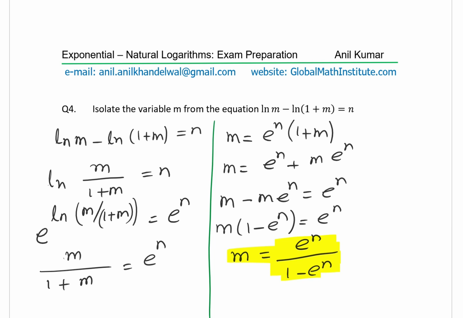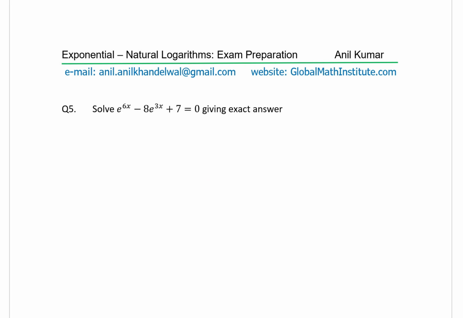Now there are different techniques which we could use to isolate. Now at this stage, if I subtract 1 from both the sides, even then I could isolate it easily. Anyway, this is a good way. Let's now take up the next question, which is question number 5 here. We need to solve an equation, exponential equation.